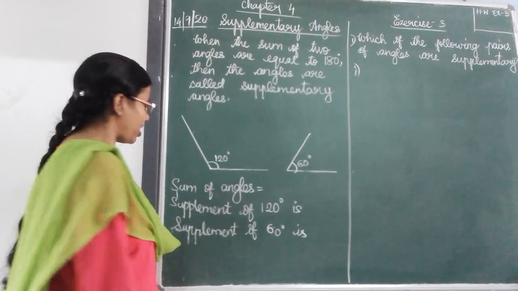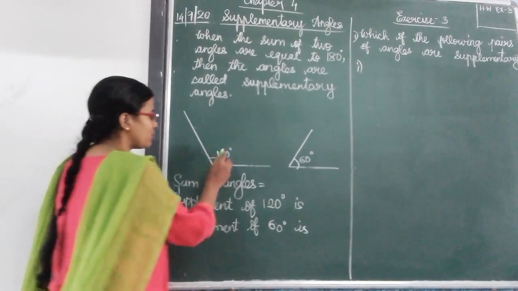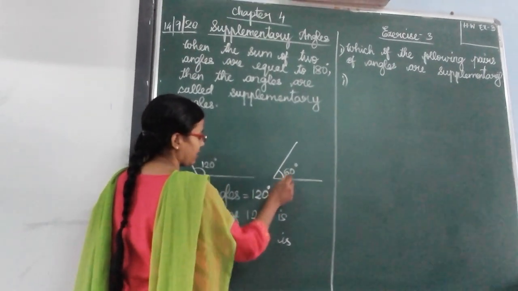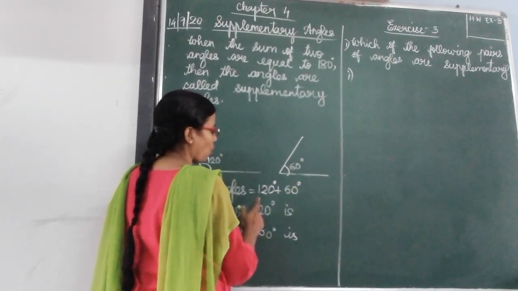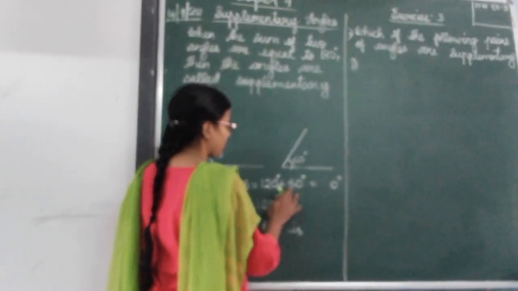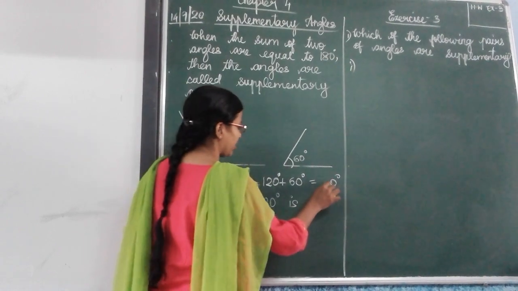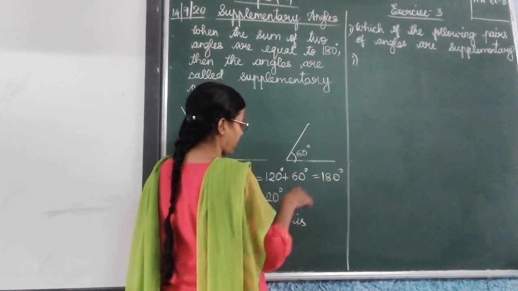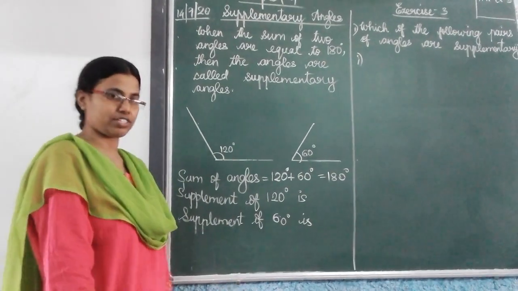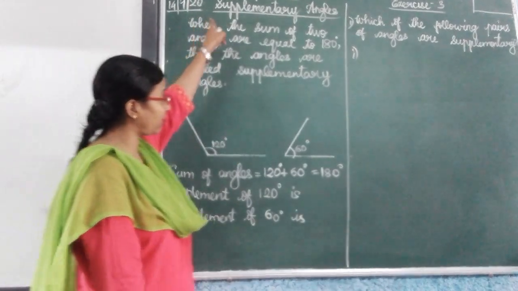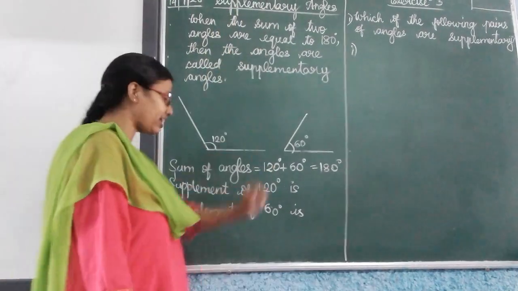The first step is the sum of the angles. So here the angle is 120 degrees plus 60 degrees. 120 plus 60. 0 plus 0, 0. 6 plus 2, 8. 1 in the hundreds place, so it's 180 degrees. So when it is 180 degrees, you know that they are supplementary angles.